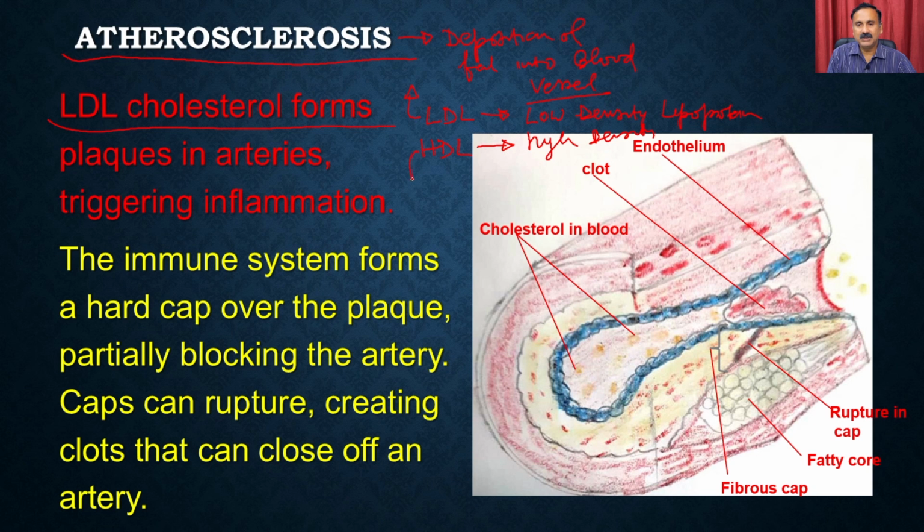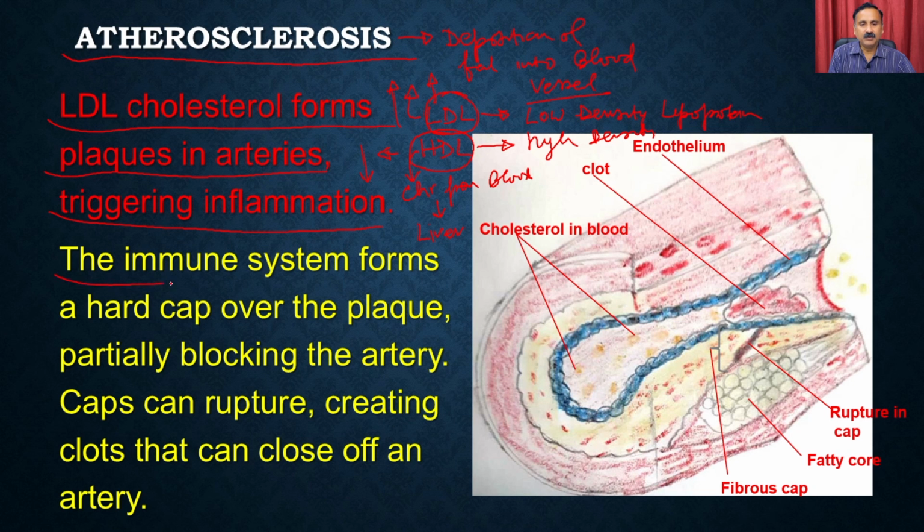Okay, whereas the HDL is going to carry the cholesterol from the blood to different parts of the body, including the liver. So HDL is going to lower the cholesterol, whereas the LDL is going to increase the cholesterol, and that's why the LDL is called the bad cholesterol, whereas the HDL is called the good cholesterol.